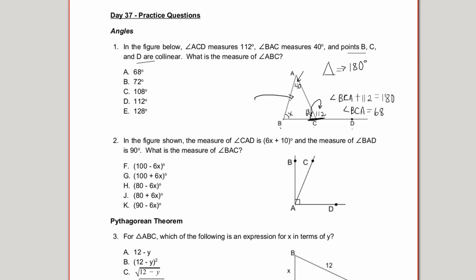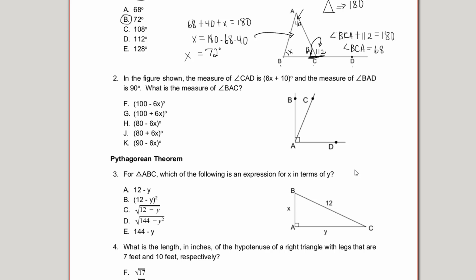And now we could take the 3 angle measures, 68 plus 40 plus X. Those 3 should add up to 180. And we can find X by subtracting 68 and 40 from 180. And we get that X is equal to 72 degrees, which is answer choice B.